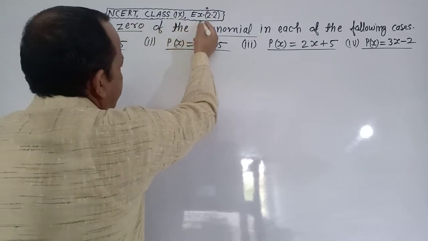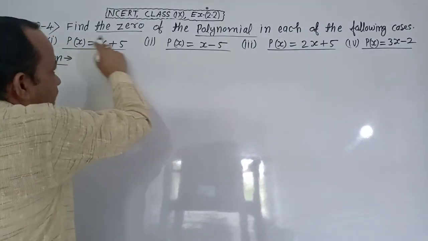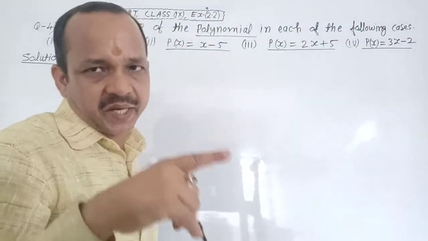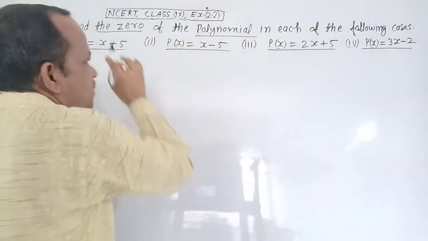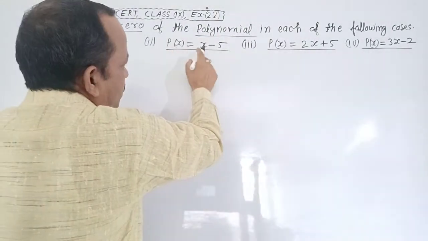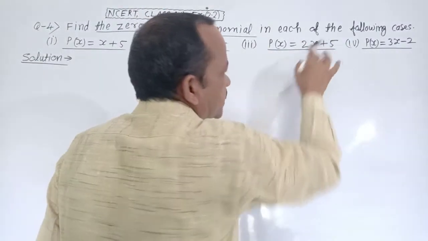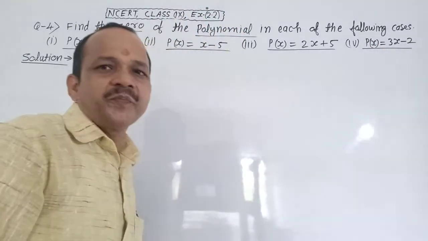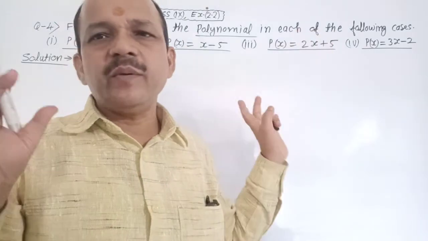NCERT class 9 exercise 2.2 question number 4. Find the zero of the polynomial in each of the following cases. First, p(x) equal to x plus 5. Second, p(x) equal to x minus 5. Third, p(x) equal to 2x plus 5. Fourth, p(x) equal to 3x minus 2. Question is clear, no confusion about the question.